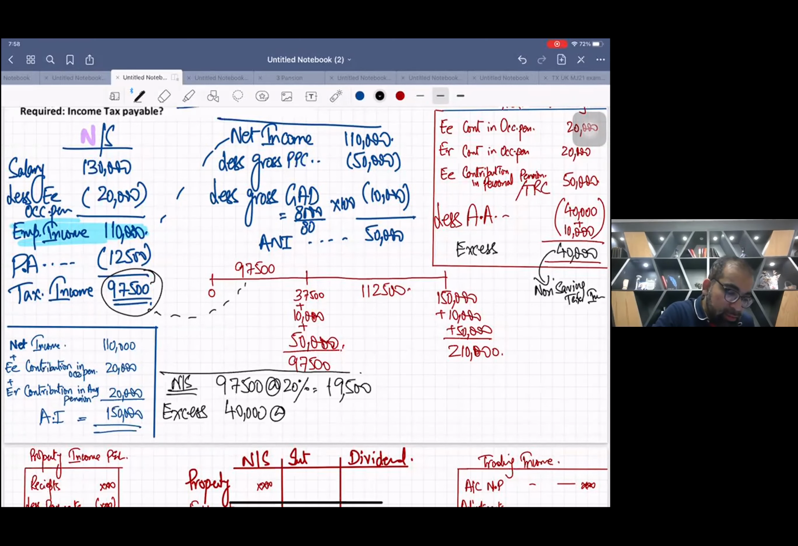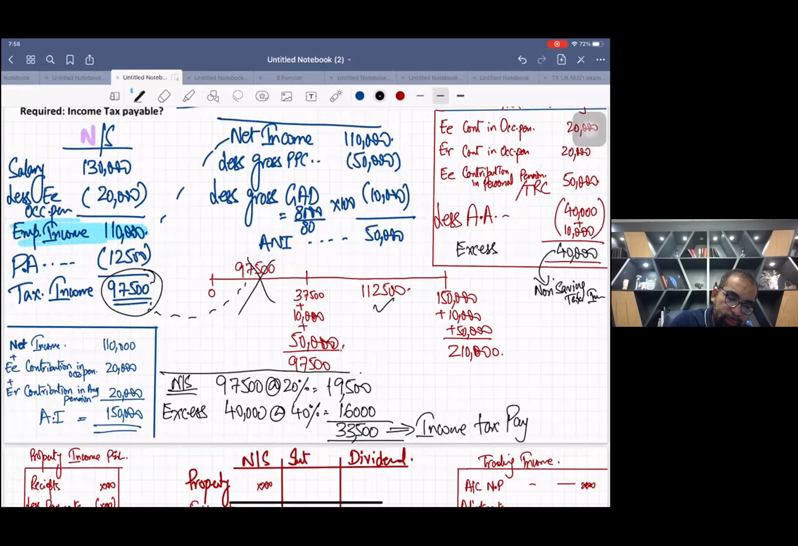So again, come to the band. This first band is already consumed. You will bring this 40,000 to the second band, and yes, there is a lot of capacity here. For this second band, the tax rate is 40%, which is 16,000. So 19,500 plus 16,000 is your final income tax payable.